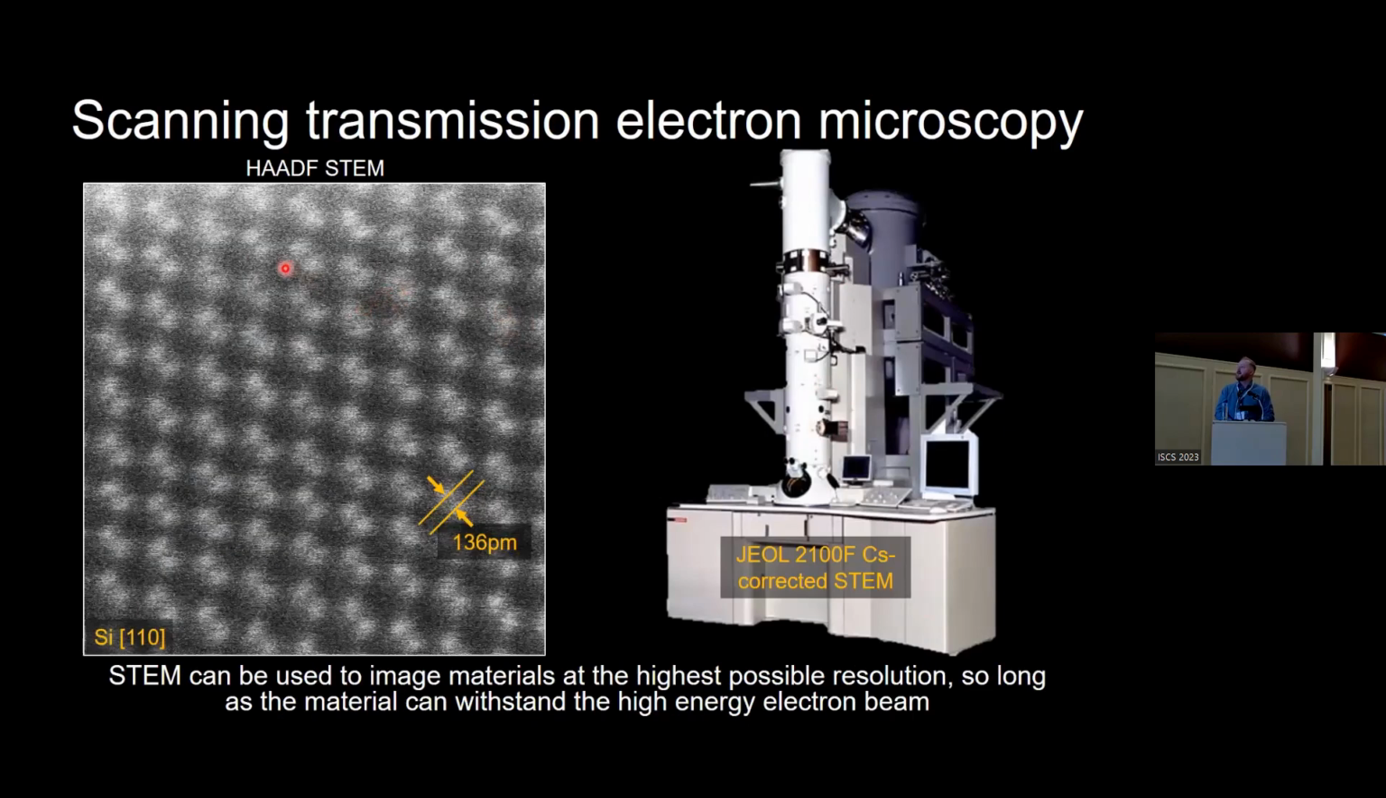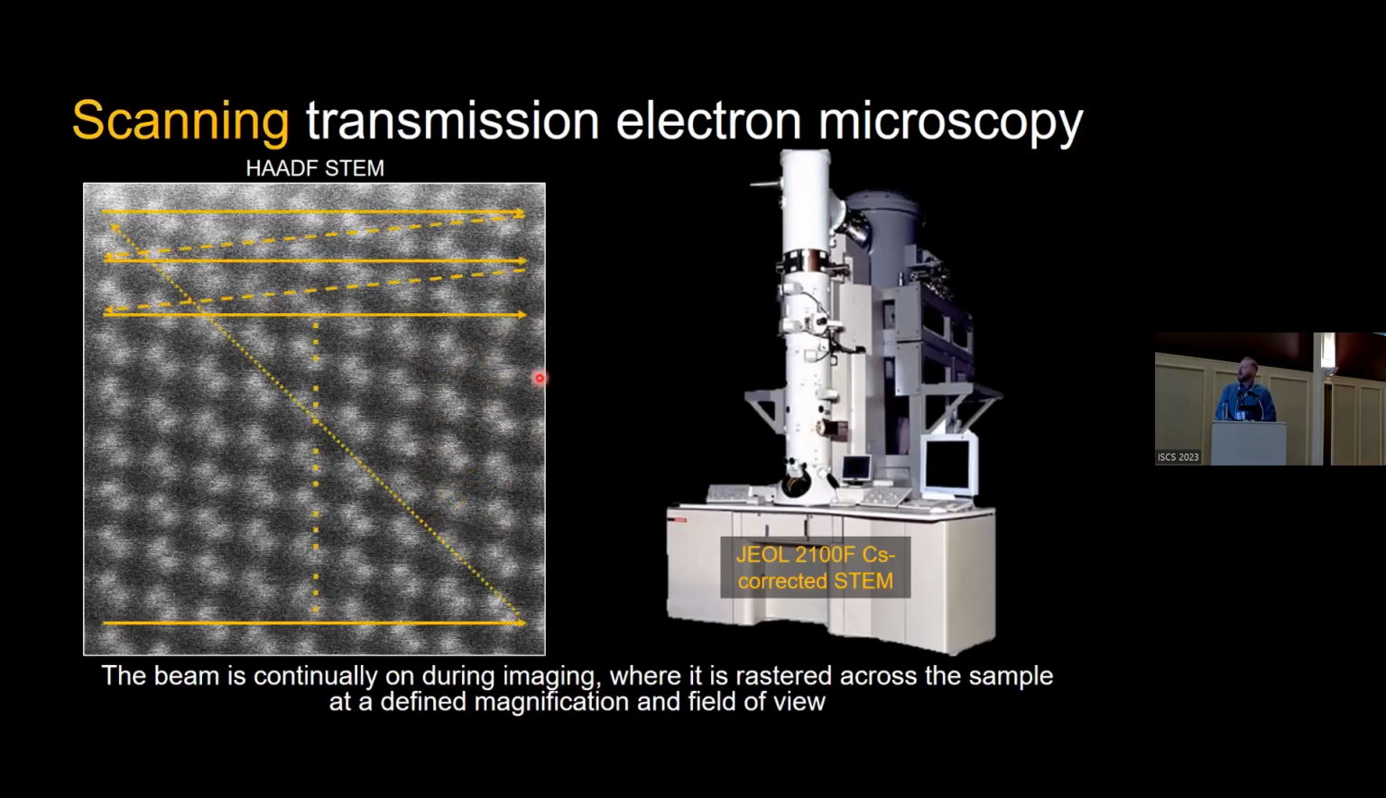This is a nice little image of silicon dumbbells, which is a standard sample for use in electron microscopy for high resolution alignment and things like that. And as Nigel already said, again making my slides redundant, we can do measurements at the picometer scale. In this case, it's 136 picometers, 1.36 angstroms. And this is fairly routine for modern STEMs.